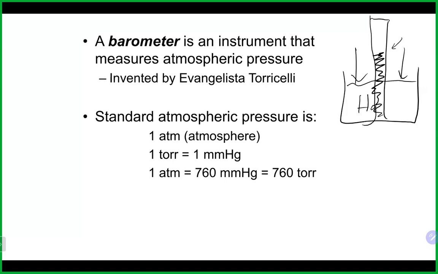Three very common units of pressure that we deal with a lot: 1 atm. An atm is an atmosphere. 1 torr, which is named after the guy who invented the barometer, is equal to 1 mmHg. mmHg is millimeters of mercury, because the barometer used to be made out of mercury.